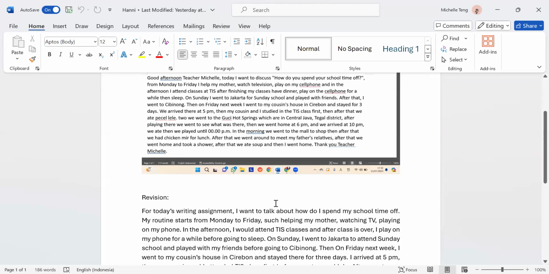So technically the routine is divided right here, based on what I read. Help, watch, and play, and then in the afternoon I attend classes. So basically the routine is divided into two parts. This is probably the one that you do before the afternoon, and this is the afternoon. So I think we should just divide that to avoid confusion.